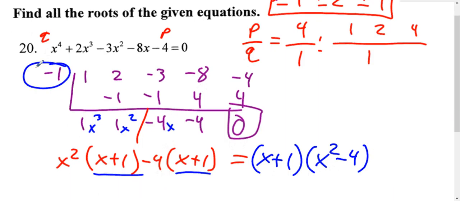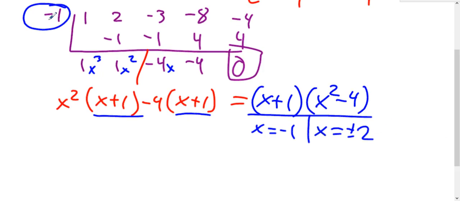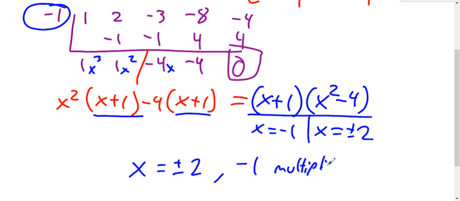And don't forget that negative 1 also worked for one of our roots. So here we get the rest of our roots. X equals negative 1 and x squared equals 4, so x equals plus or minus 2. So we do have 4 roots. We have negative 1, negative 1, and plus or minus 2. Negative 1 with a multiplicity of 2.